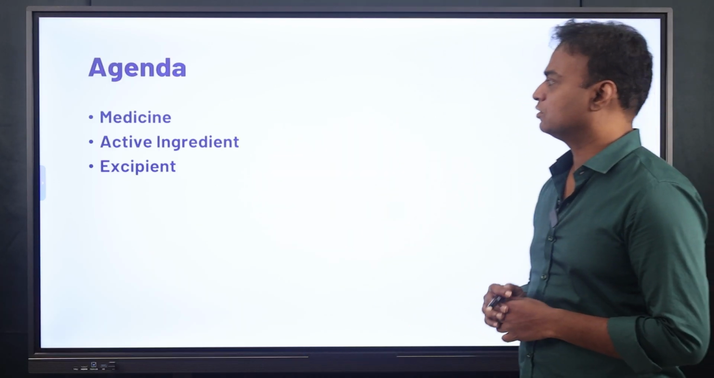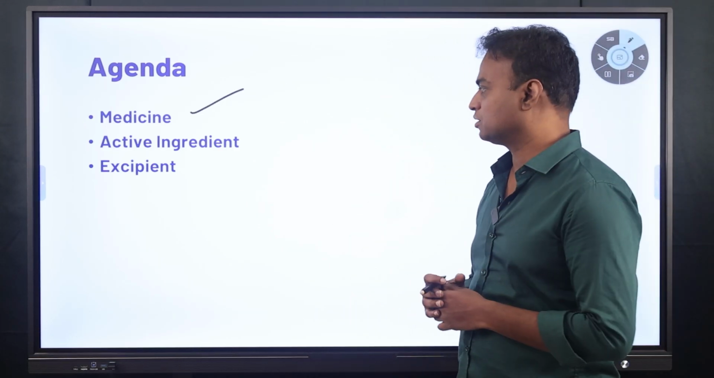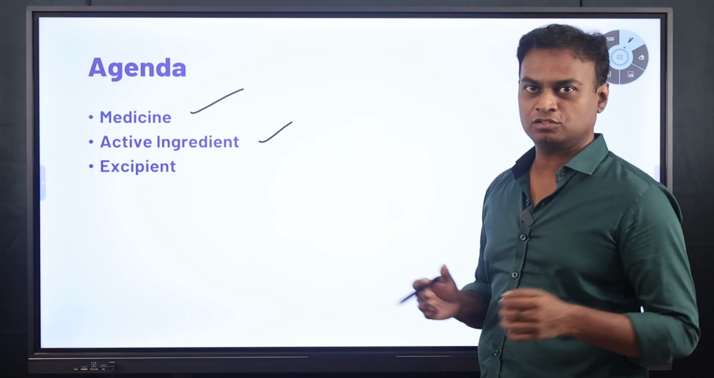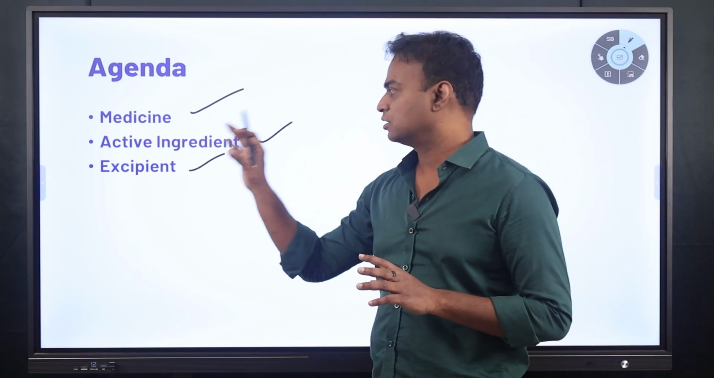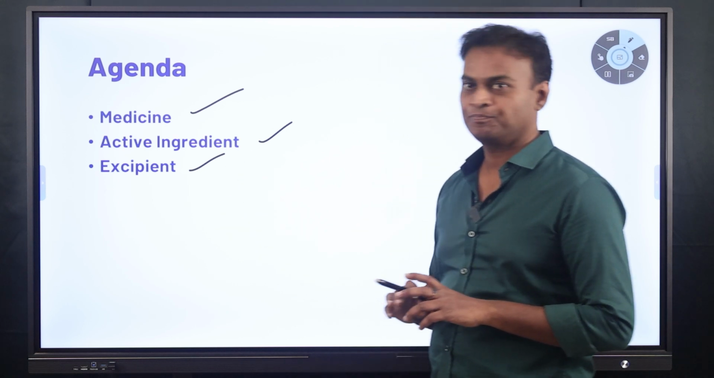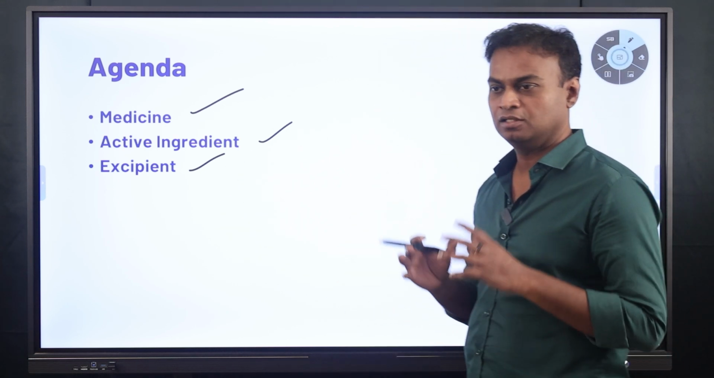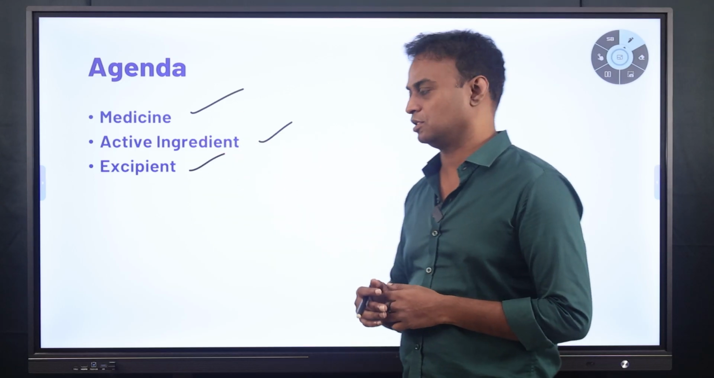The agenda for the day is we will know what is medicine. What are the things that are present in medicine? There are basically two things. One is active ingredient and the next one is known as excipient. So we will discuss about medicine, what it contains, active ingredient and excipient from a homeopathic perspective. We are currently discussing only the homeopathy way of medicine, homeopathy active ingredient and homeopathy excipient.